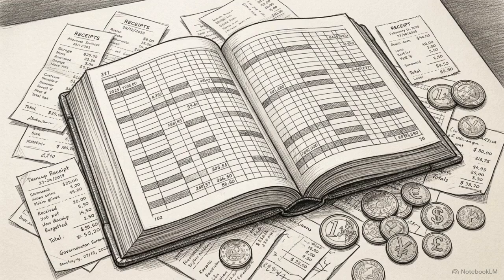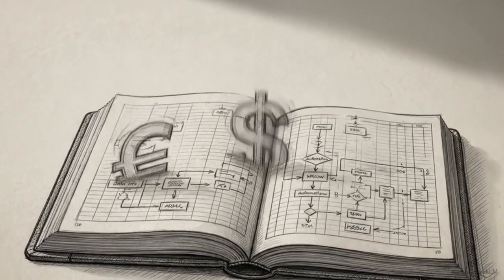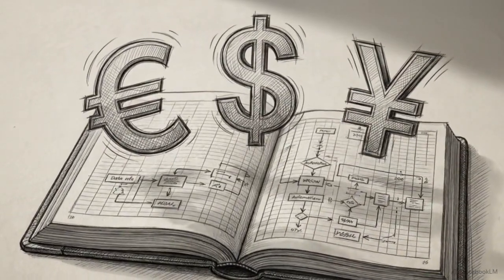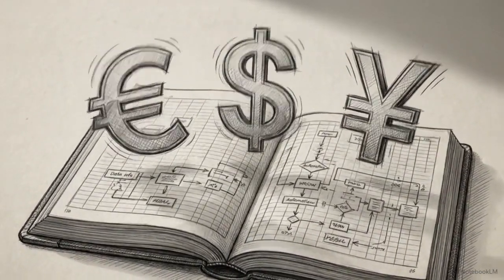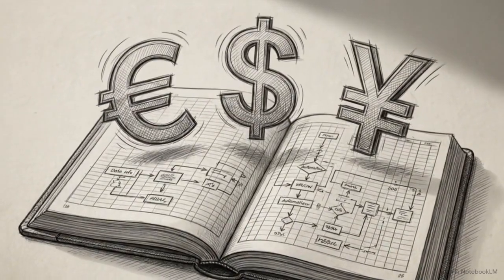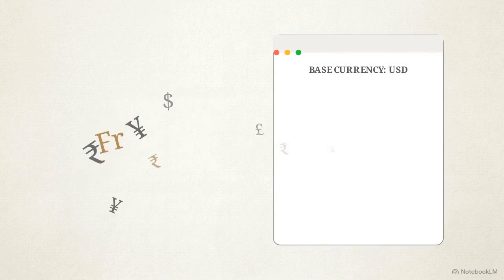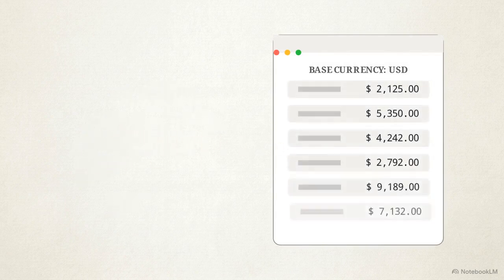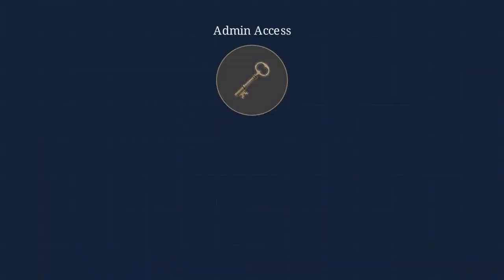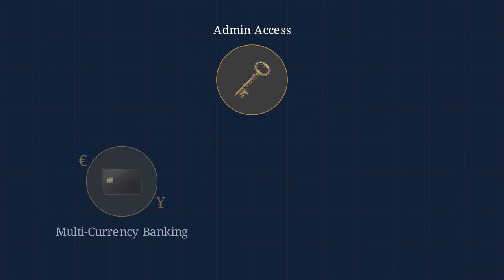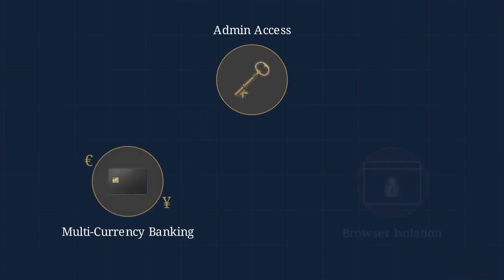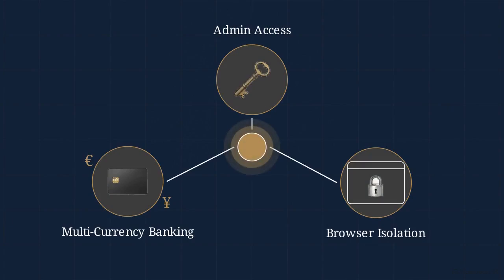Operating across borders introduces layers of complexity to a ledger. Between invoicing clients in euros, paying remote teams in pesos, and settling vendor bills in yen, exchange rates introduce constant variables into every transaction. Today, we will set up a fully automated multi-currency workflow inside your existing accounting software to process these transactions automatically. To build this system, you need three things: admin access to your accounting platform, a multi-currency banking account like Wise or Revolut, and a browser isolation tool.